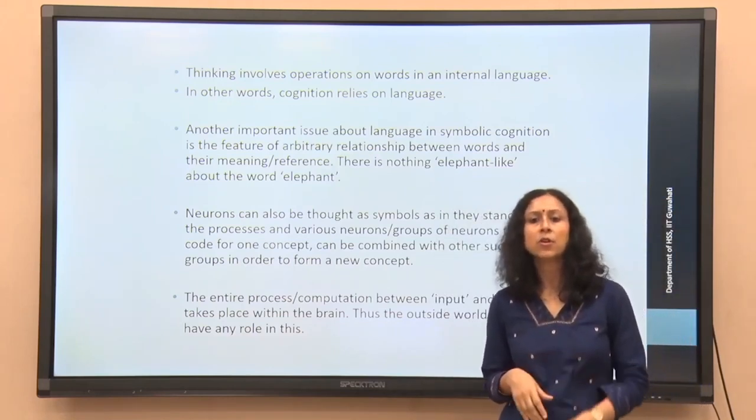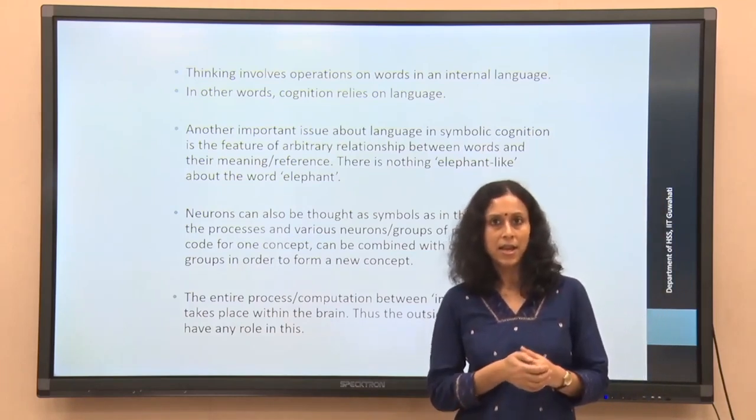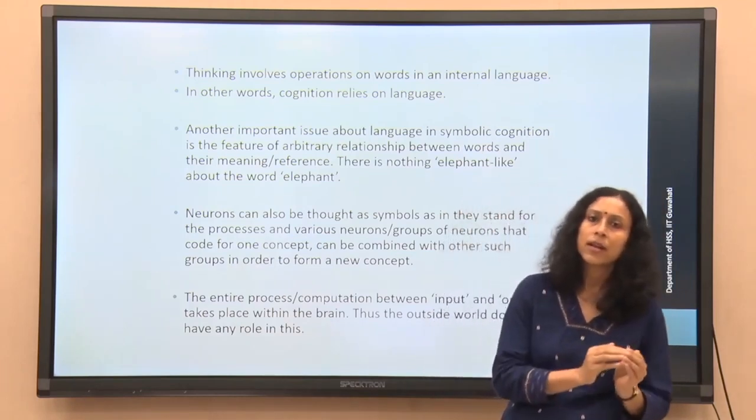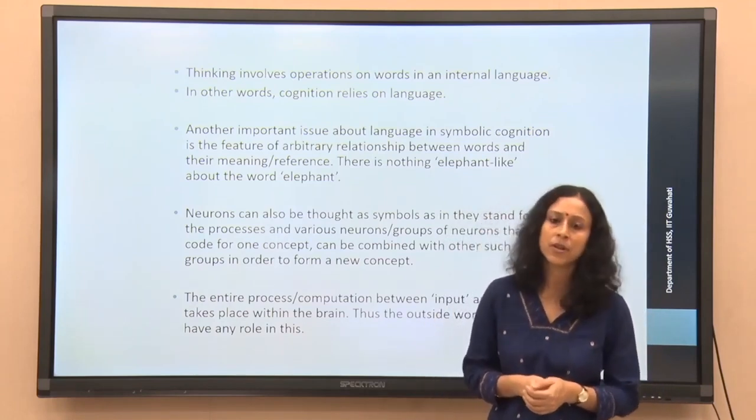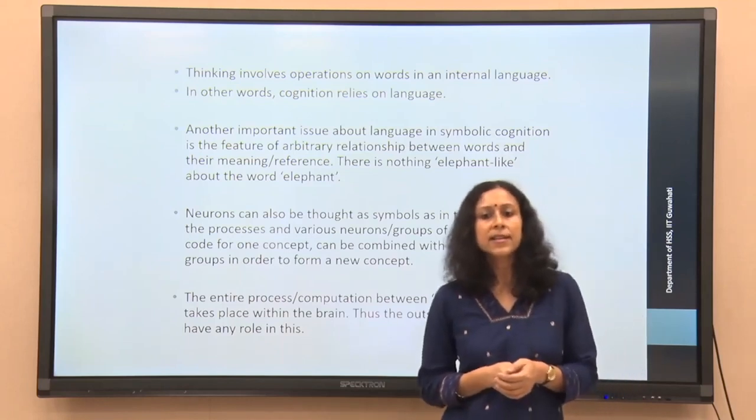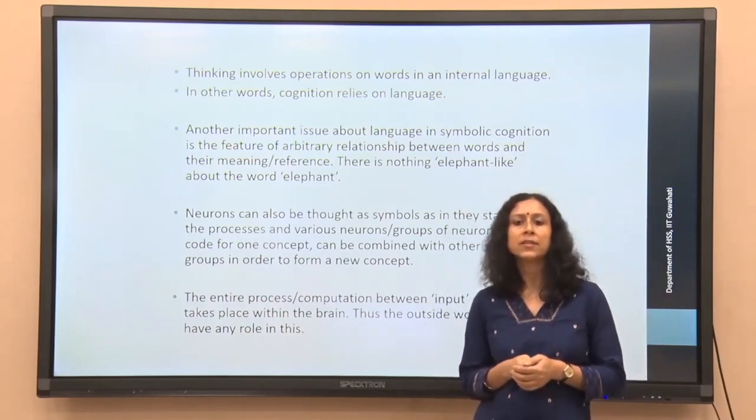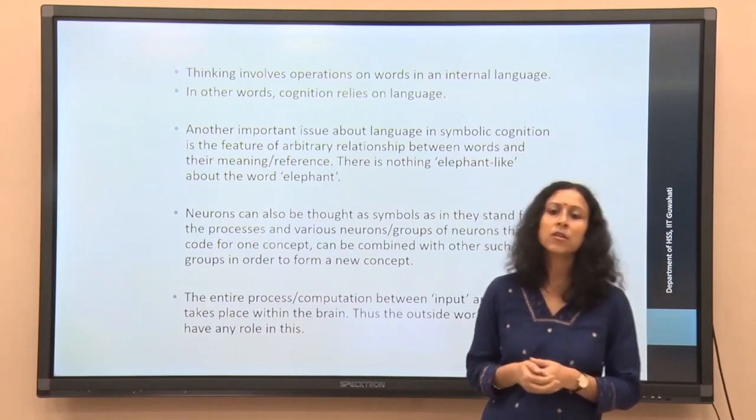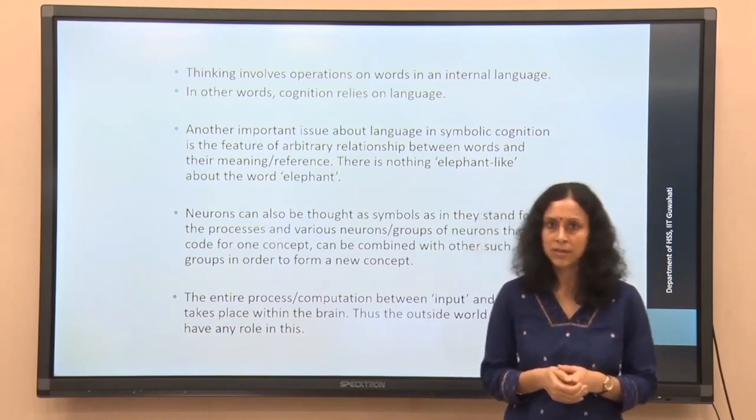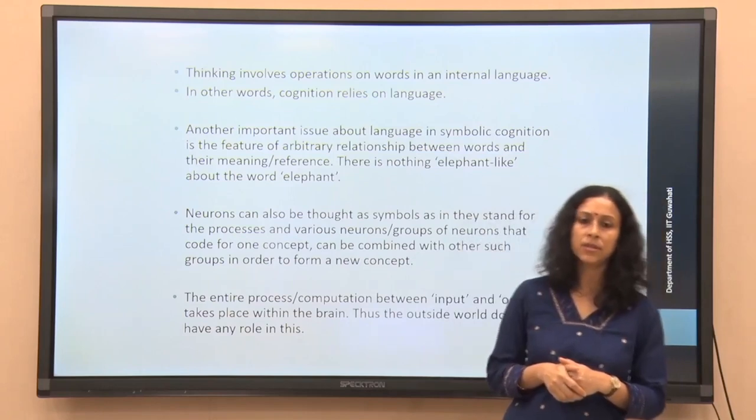Similarly, neurons can also be thought of as symbols, as they stand for processes. Every neuronal group stands for a process. They are activated when a mental function is going on. And various neurons and groups of neurons that code for one concept can be combined with other such groups in order to form a new concept. So, that way neurons can also be thought of as symbols.